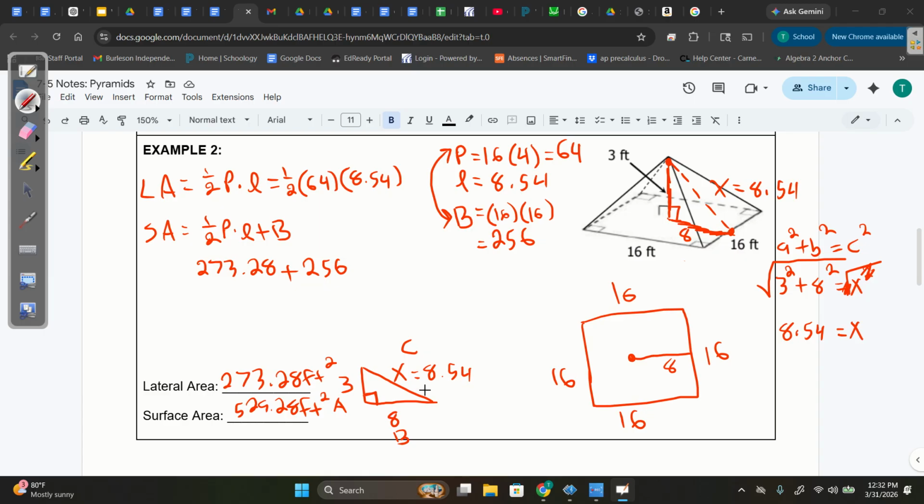Remember, make yourself a triangle if you need to, and do Pythagorean theorem. You don't always have to, but if you're missing information, you might need to. With that in mind, let's try example number 3.